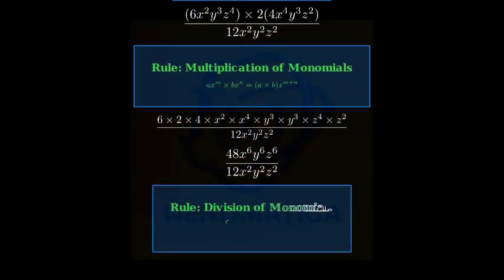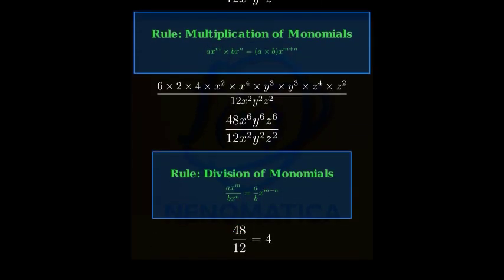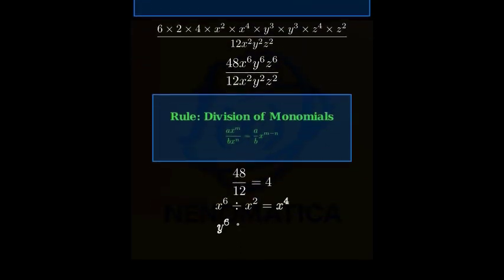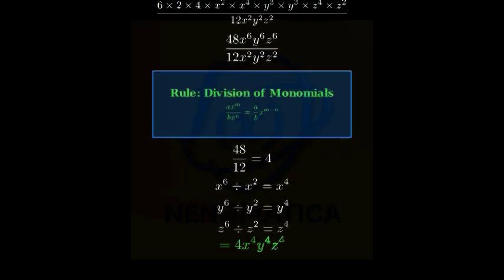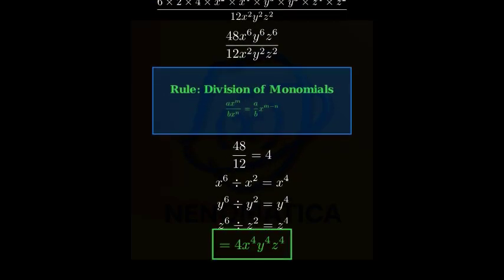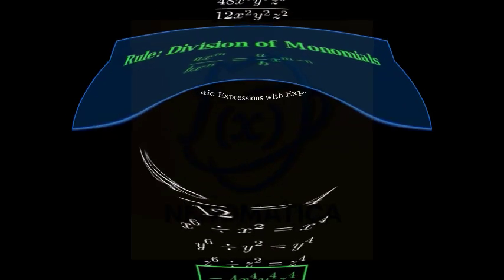We divide 48x to the 6th, y to the 6th, z to the 6th by 12x squared y squared z squared. First, let's divide the coefficients. 48 divided by 12 equals 4. Next, for the variables, x to the 6th divided by x squared gives us x to the 4th. Y to the 6th divided by y squared gives us y to the 4th. And z to the 6th divided by z squared gives us z to the 4th. So our final answer is 4x to the 4th y to the 4th z to the 4th.